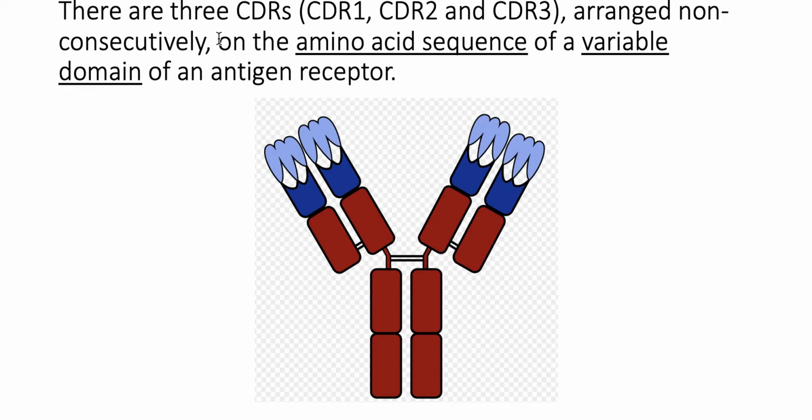The three CDRs, CDR1, CDR2, and CDR3, are arranged non-consecutively on the amino acid sequence of a variable domain of an antigen receptor. So each light fragment and heavy fragment has CDR1, CDR2, and CDR3.